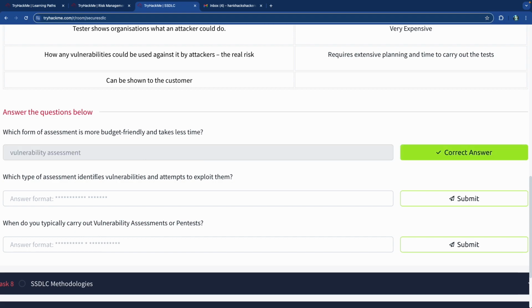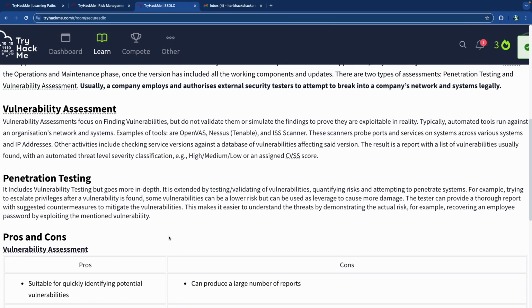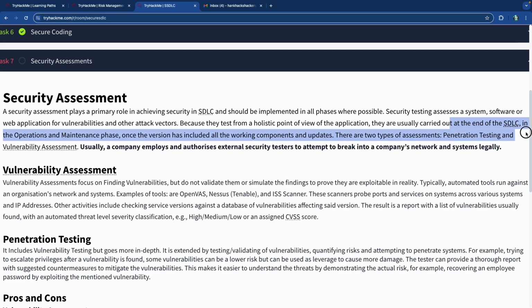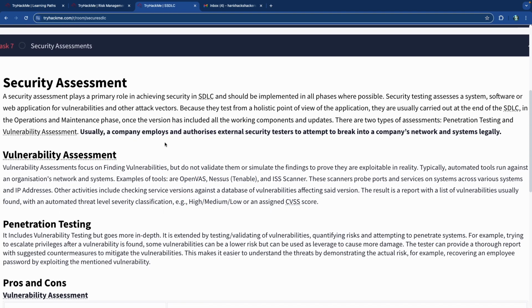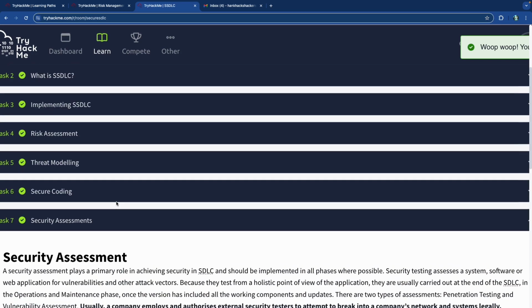So now, which form of assessment is more budget friendly? That is the vulnerability assessment. And which type of assessment identifies vulnerabilities and attempts to exploit them? That is a penetration test, or penetration testing. When do you typically carry out vulnerability assessments or pen tests? It says we would do it at the end of the software development lifecycle, in the operations and maintenance phase. So let's see if that's actually the answer. And it is, operation and maintenance is the phase.